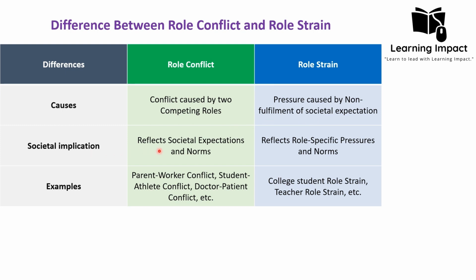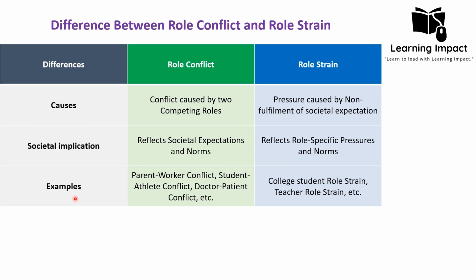Then, societal implication. In the case of role conflict, it reflects societal expectations and norms, but in the case of role strain, it reflects role-specific pressure and norms. Because in the case of role strain, there is only one single specific role which he has to perform.